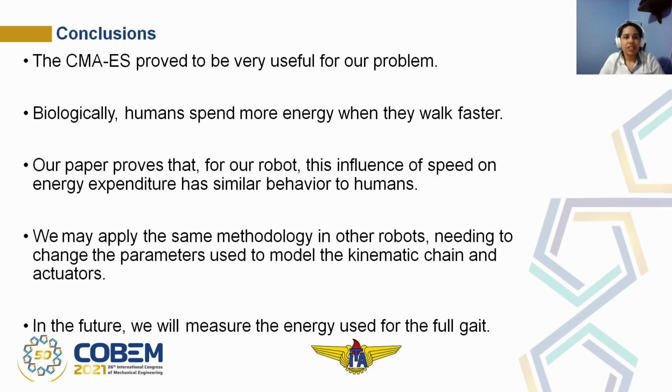Conclusions. CMA-ES proved to be very useful for our problem. Biologically, humans spend more energy when they walk faster. Our paper shows that for our robot, the influence of speed on energy expenditure has similar behavior to humans. We may apply the same methodology to other robots, needing to change the parameters used to model the kinematic chain and actuators. In the future, we will measure the energy used for different flow rates.